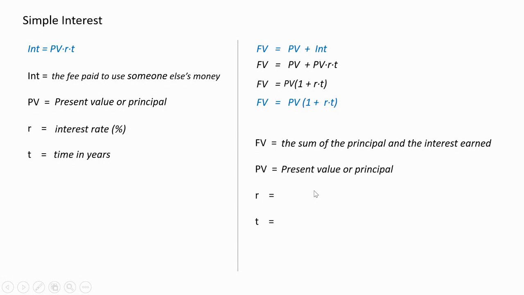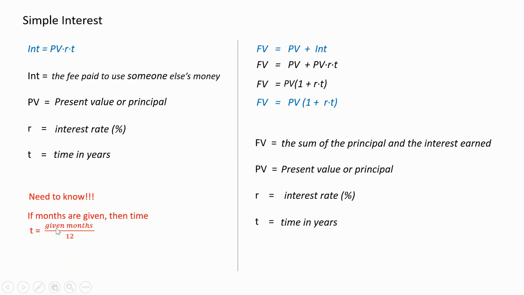Okay, so this is my formula, and the FV stands for the sum of the principal and interest earned, or the future value. The PV stands for present value or principal, and same as the other formula, R is the interest rate, and T is time in years. Okay, so this is what we need to know. If months are given, then time T is equal to the given months over 12, and the interest rate must be in decimal. So you're going to take away the symbol and move the decimal point 2 places to the left. So for example, 5% is equal to 0.05.